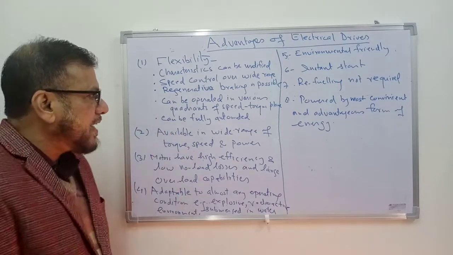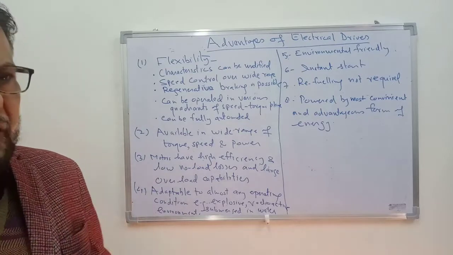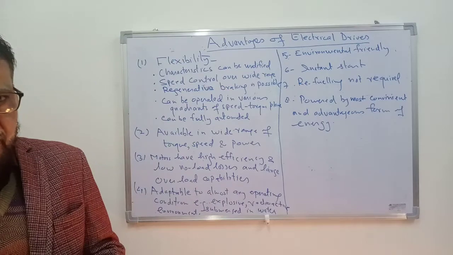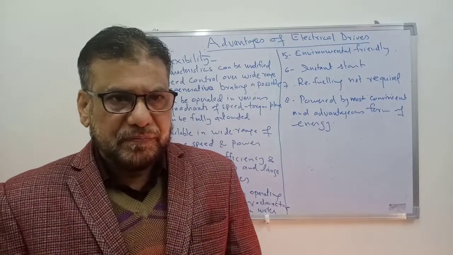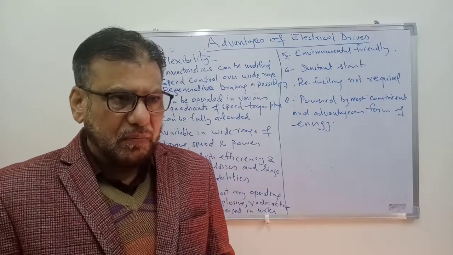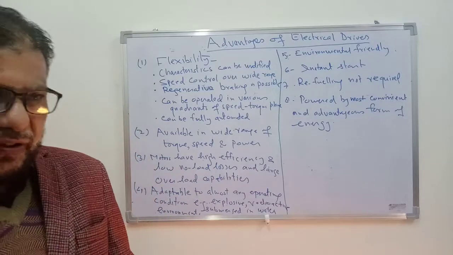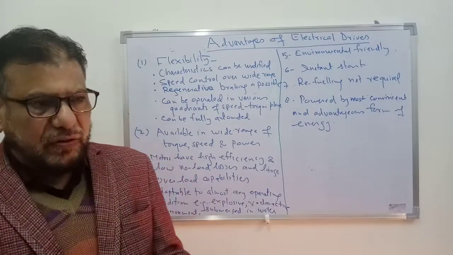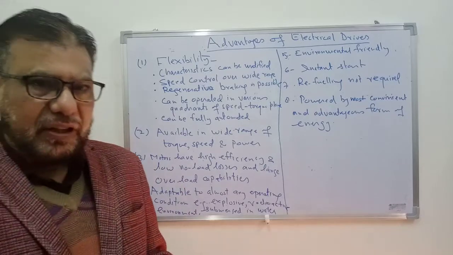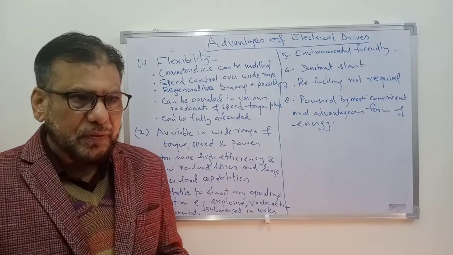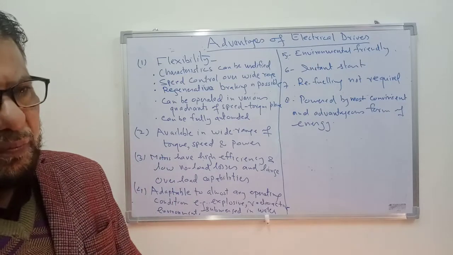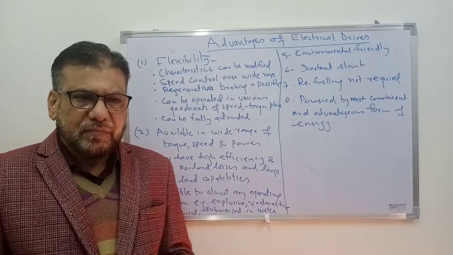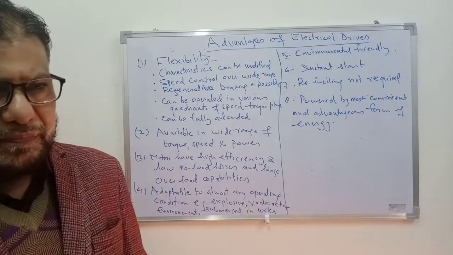And it can be operated in various quadrants of the speed torque plane. That is, speed can be positive, torque can be positive. That we call as forward motoring mode. Speed can be negative in the opposite direction and torque is also negative. It is known as reverse motoring mode. Speed is positive forward, but the torque is opposing. That is known as braking mode.